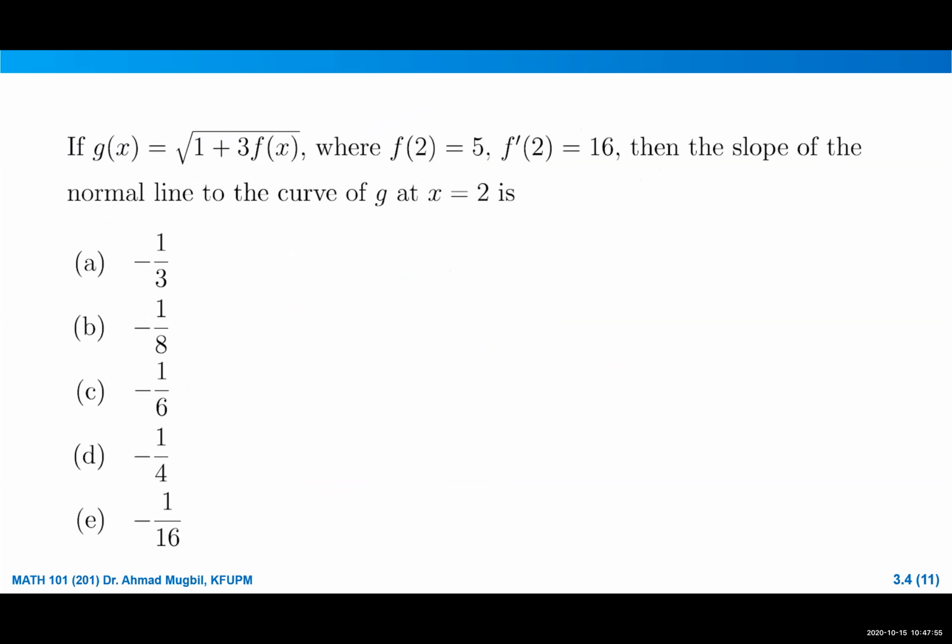The idea is easy also. You just need to apply the chain rule. You need to find the slope of the normal line.